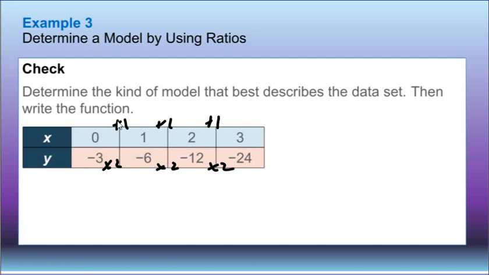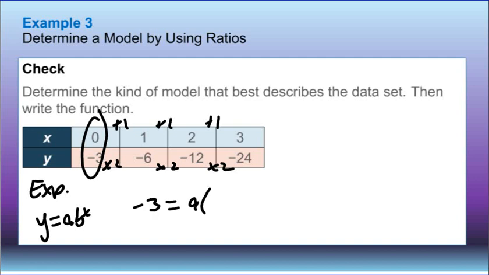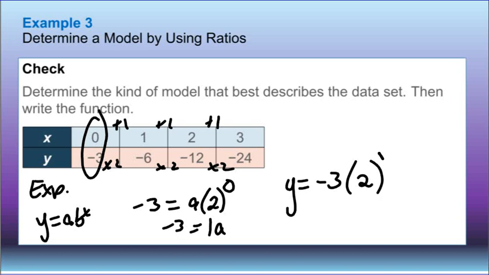That matches up. So this is exponential. And then it has to be in y equals a times b to the x power. I'm going to use this point to write my equation. So now I have -3 equaling a times b. We said b was 2 raised to the 0 power. Anything to the 0 power is 1. So we have 1a equaling -3. So my equation would be y equals -3 times 2 to the x power.